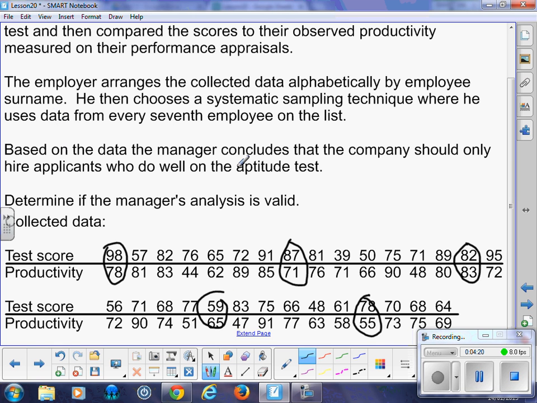So based on the data, the manager concludes that the company should only hire applicants who do well on the aptitude test. So that's his gauge. All right. So what we're going to do is we need to determine if the analysis is valid.